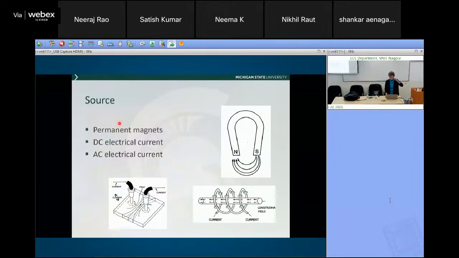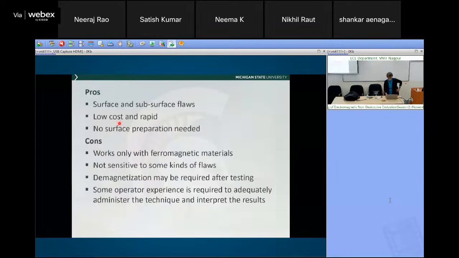One thing to note is, in order to detect a defect, your defect has to cut the flux. If your defect is in the same direction, you're not going to detect it. So all that you have to take into account. In this, we have all these pros and cons. It's a very simple method for surface and subsurface, low cost, it's rapid because it is non-contact, and no surface preparation is needed.